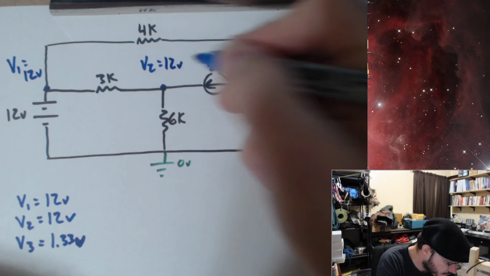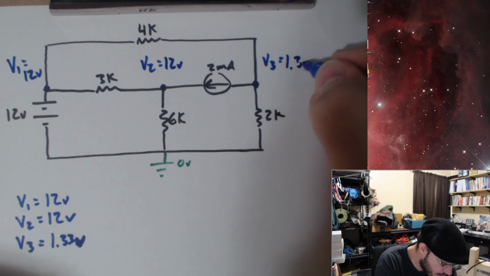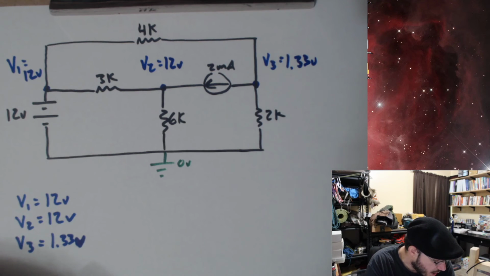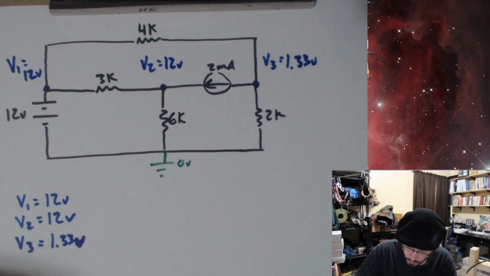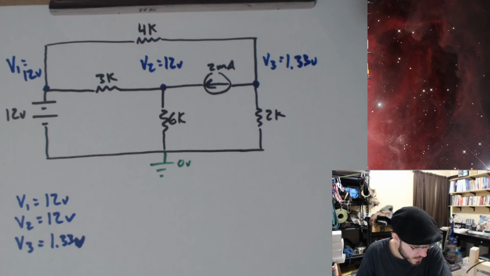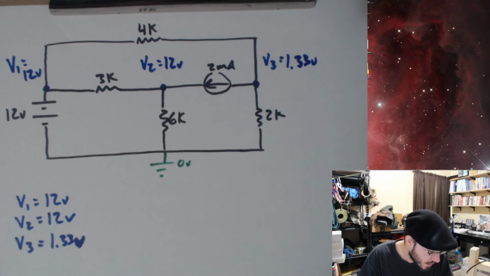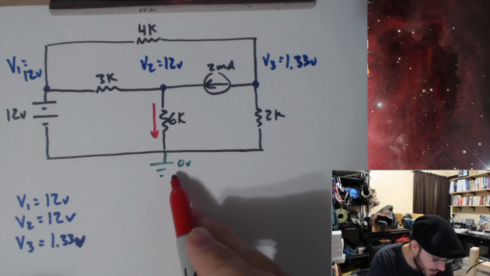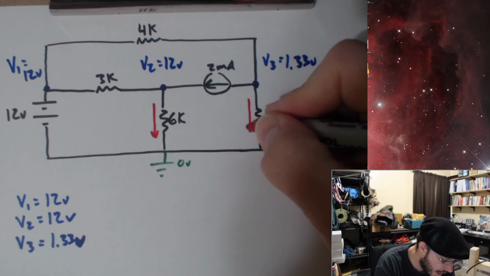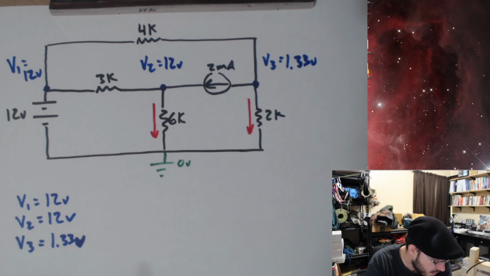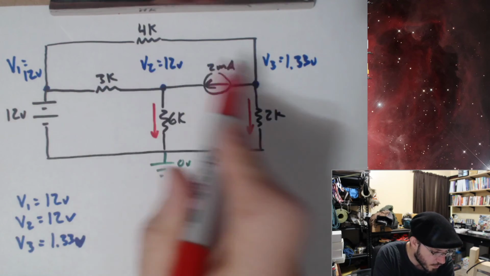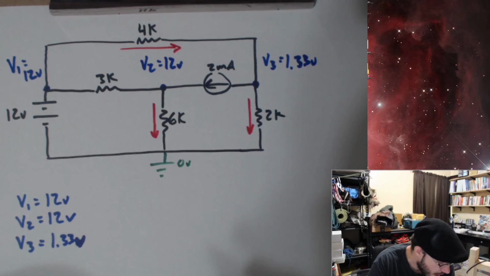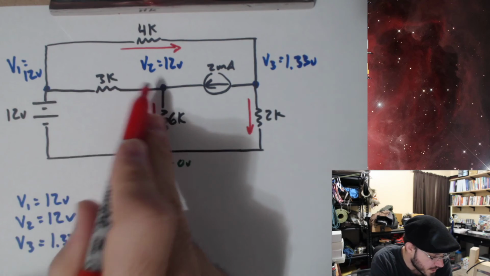12 volts here, 12 volts here, and 1.33 volts here. Okay, so now we can go ahead and look at which direction our currents are actually going as far as our conventional current is concerned. This is 0, this is 12, the current's going down through here. Over here, this is 0, this is 1.33, that's higher. Current goes from a higher voltage to a lower voltage. And over here, current also goes from 12 volts to 1.33 volts. And over here, we have the same voltage on each side.